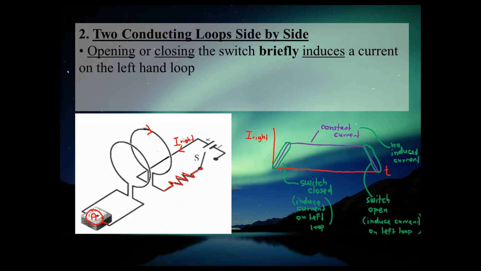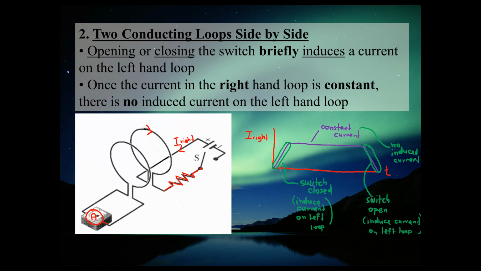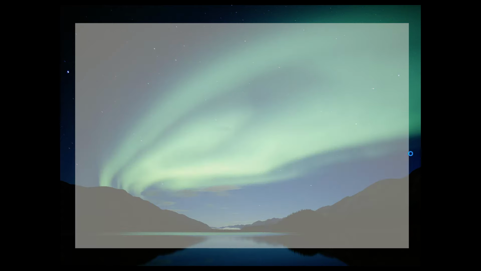Now again, at this point, my intention is not to explain why this is true. It's simply just to provide some observations in terms of when you actually induce current or not. So opening or closing the switch, you briefly induce current on that left-hand loop. The instant the current on the right-hand loop is constant, you no longer induce current on the left-hand loop. We'll come back to this and explain why this happens after addressing something called Faraday's Law.